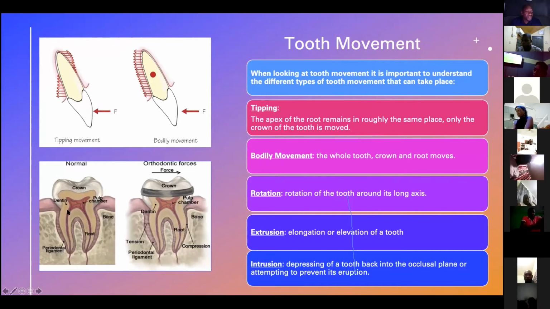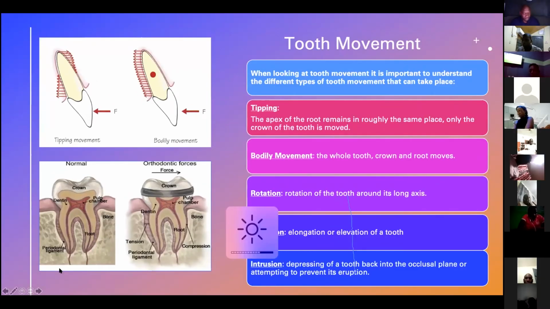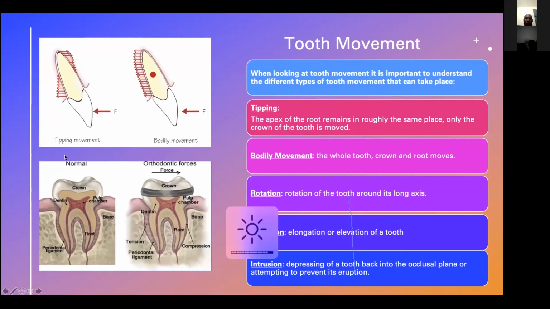All right, so what I wanted to do is give you guys an understanding of when we're trying to achieve tooth movement, how does it actually occur? There are maybe 5 different types of tooth movements that we use in orthodontics, but even these 5 different types can be broken up into subcategories. When we're looking at tooth movement, it's important to understand the different types of tooth movement that can take place. Now, the first one I'll talk about is tipping.